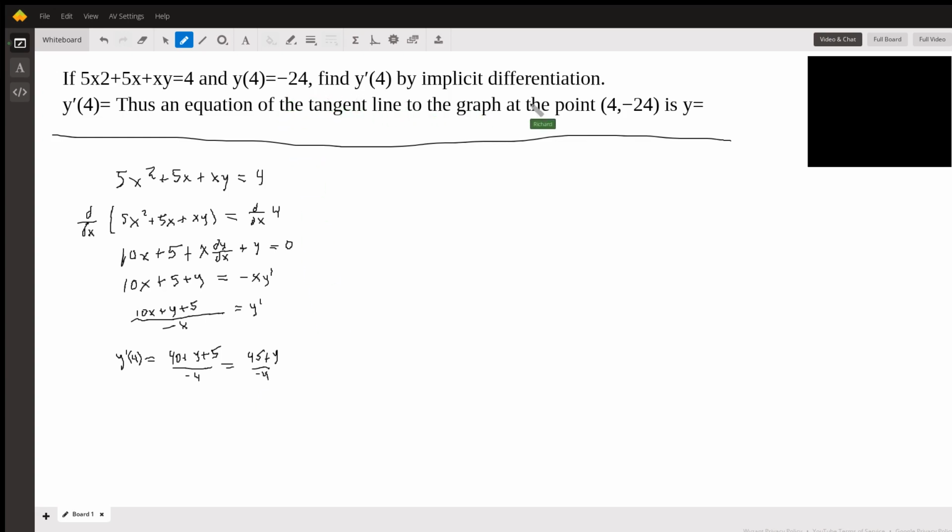Thus, an equation to the tangent line at the point of the graph 4, negative 24 is the following. Well, y prime of 4 is 45 plus y over negative 4. So that is the slope of the tangent line at 4. But we need to also find y. What we're given is y is negative 24. So you could write it this way. That m is going to be 45 minus 24 over 4. So that's 21 over 4.